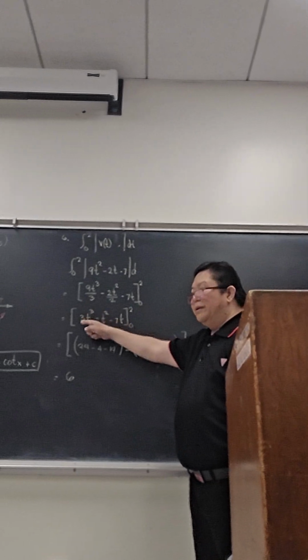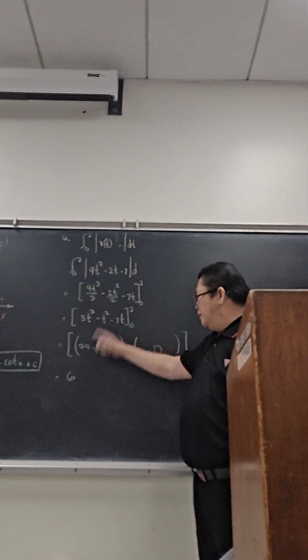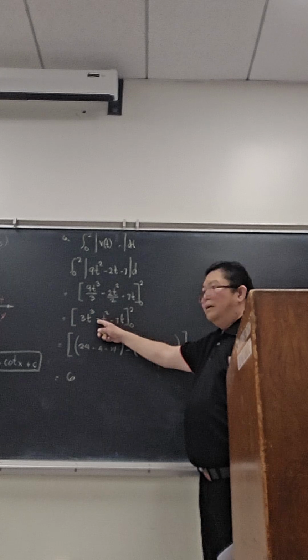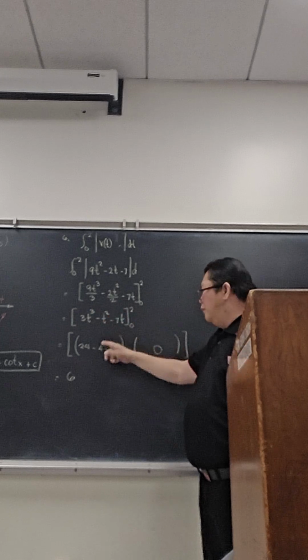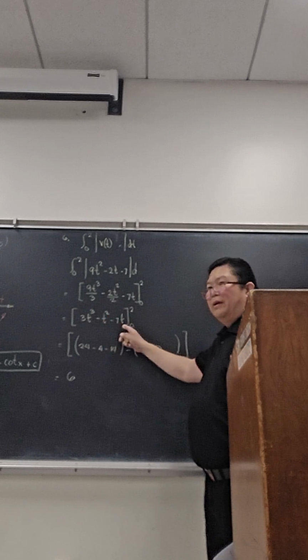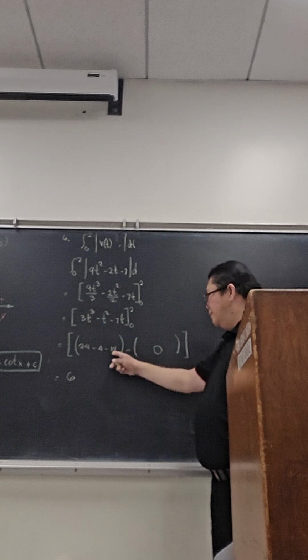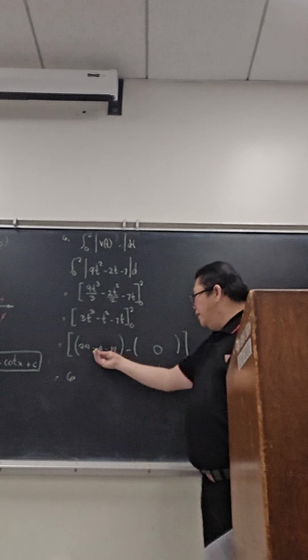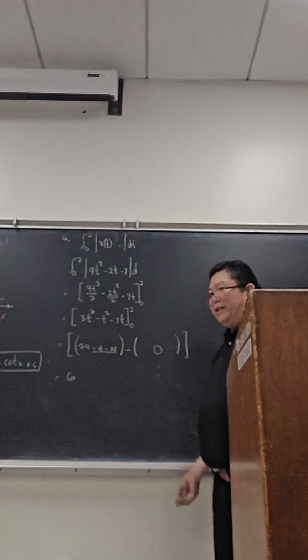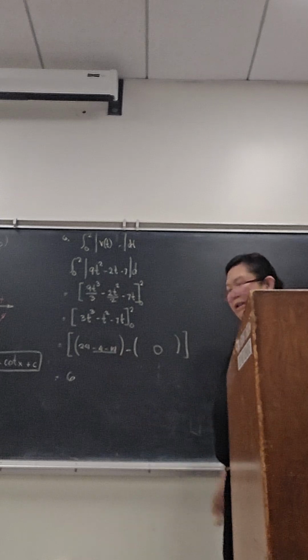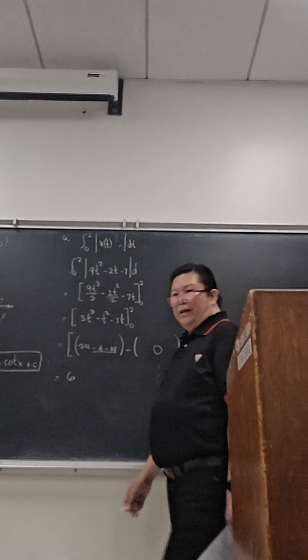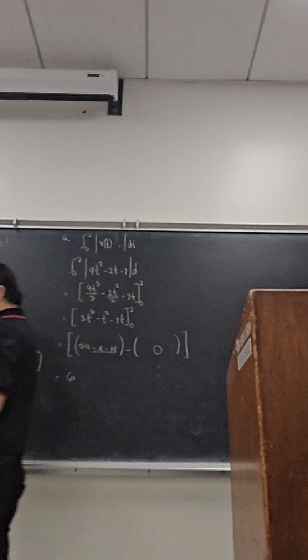8 times 3 is 24. So you have 24. 2 squared, 4. Here 7 times 2, negative 14. And then combine like terms, this is negative 18. 24 minus 18 is 6. Any questions?